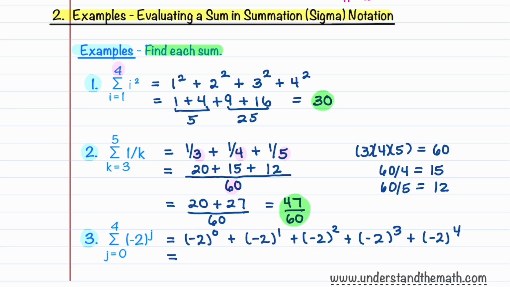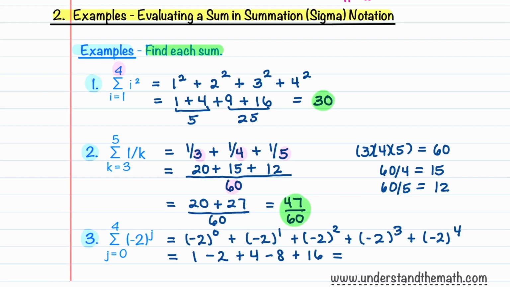Let's now write down what these are. Anything raised to the 0 power is 1. So we have a 1 minus 2. Minus 2 squared is going to be a plus 4. And then we have minus 2 cubed. That is minus 8. And then we have minus 2 to the 4th. It's going to be plus, and it's going to be 16.